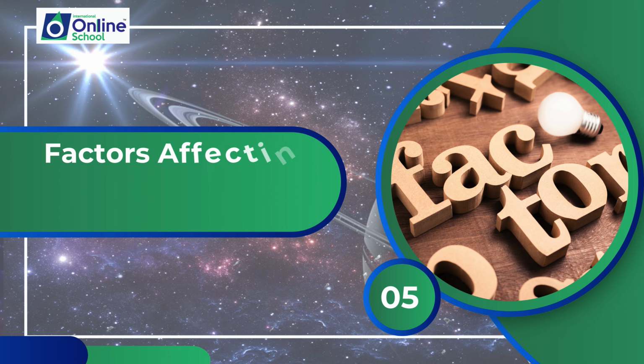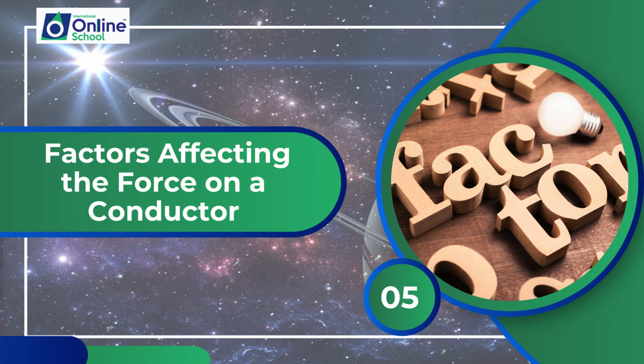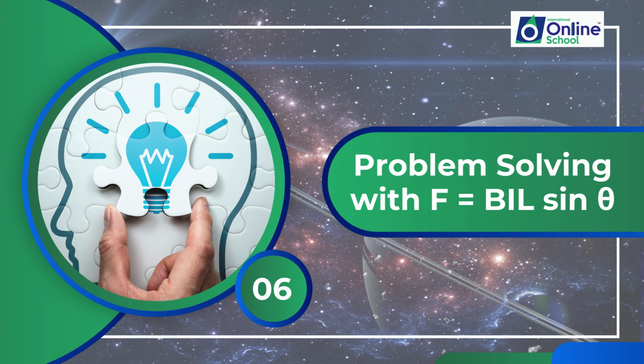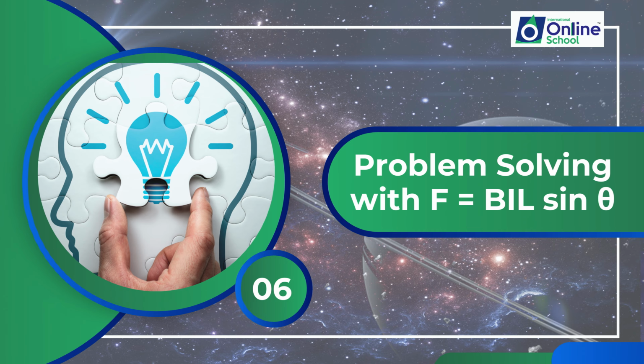Building on the previous lesson, students will investigate how factors such as the magnetic field strength, current, conductor length, and the angle between them affect the force on a conductor. Students will apply the formula F = BIL sin θ to solve problems related to magnetic forces on current-carrying conductors. This lesson will help reinforce practical understanding through problem solving.